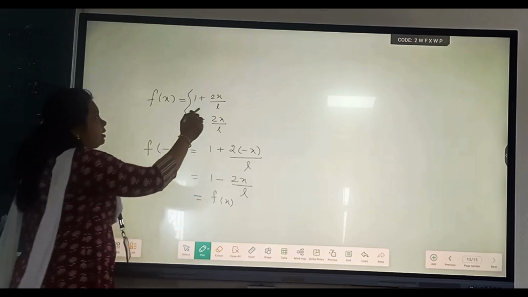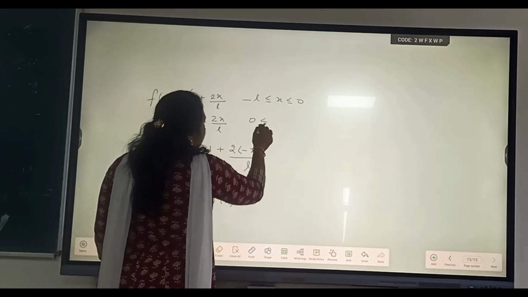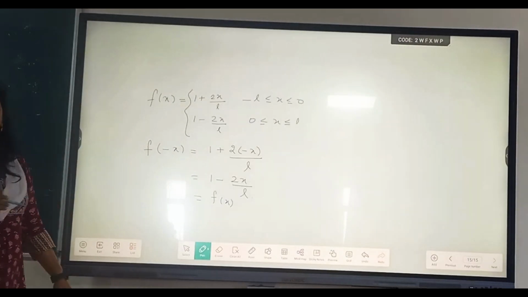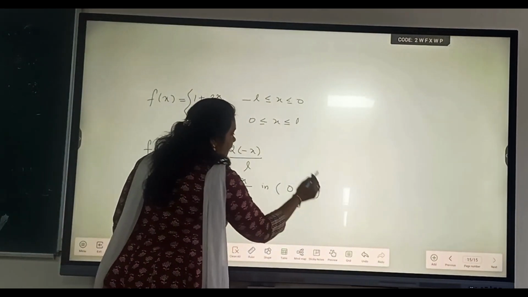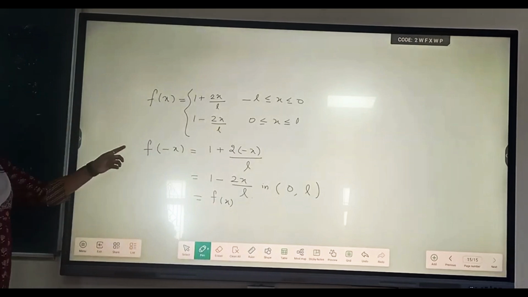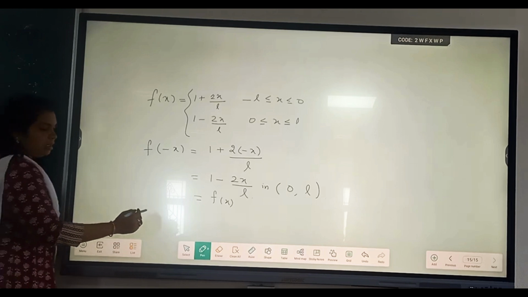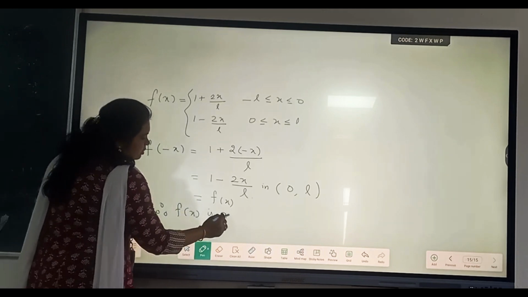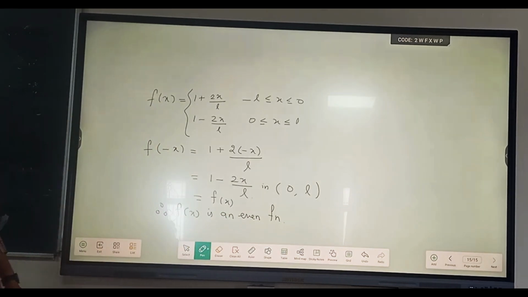So what is the interval given in the problem? This is valid only in the interval when you are getting the f of x function 0 to L, it is valid. So in 0 comma L, we are getting f of minus x equal to f of x. So the function is an even function.